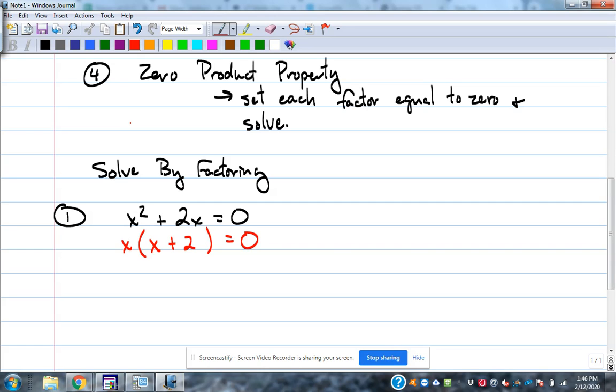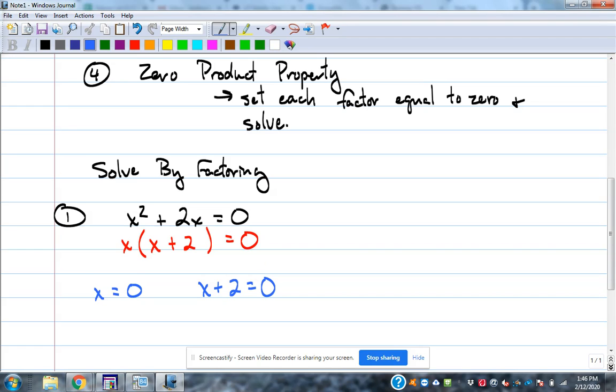How many factors are there in the red line there? There's 3 pieces, but there's only 2 factors. A factor is something that's multiplied together. So x is multiplied times the x plus 2, so there are 2 factors. So we're going to set up 2 equations to solve. I'm going to set the first factor equal to 0, x equals 0, and the second factor equal to 0, x plus 2 is equal to 0, and we're going to solve those.